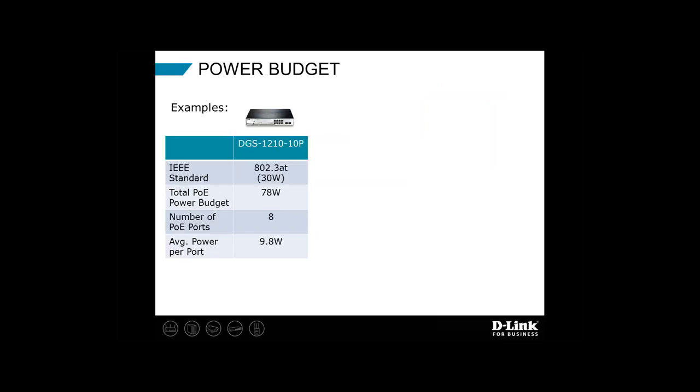Here are some quick examples of some D-Link switches with different PoE budgets to further illustrate. This first switch is an 8-port switch. Its total PoE budget is 78 watts. Now it supports the AT standard, so it can provide up to 30 watts across any port. So I can do 30 watts on port 1, 30 watts on port 2. That leaves me 18 watts to be allocated across the other ports.